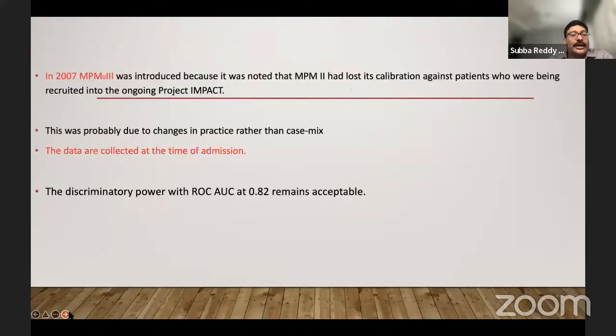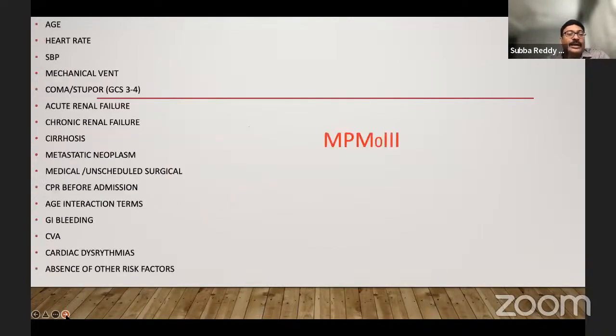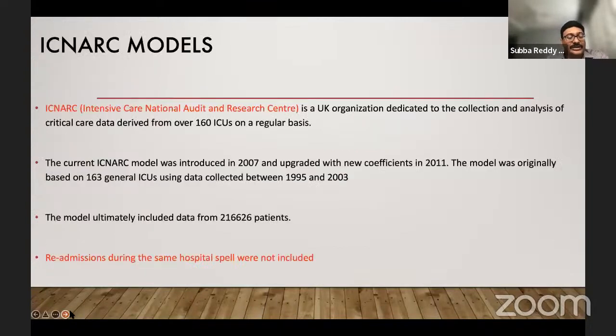And in 2007, they got mortality prediction model 3, which was introduced because it was noted that MPM2 had lost its calibration against patients who were being recruited into the ongoing IMPACT project. This was probably due to changes in practice rather than case mix. The data was collected at the time of admission, and with this the ROC curve of 0.82 is better in the mortality prediction 3 model. So they have taken different parameters. They have taken mechanical ventilation into consideration, whether the patient has CVA or not, and other risk factors, and then they give mortality prediction 3 values.